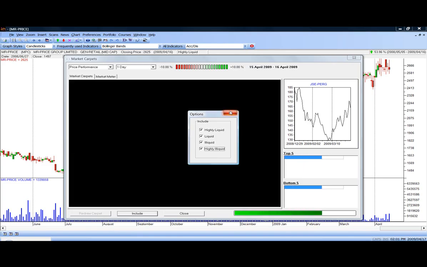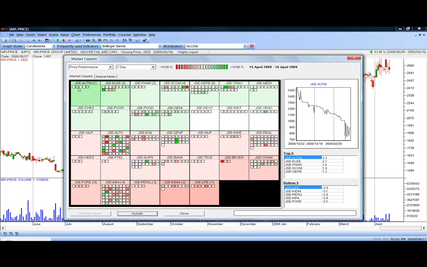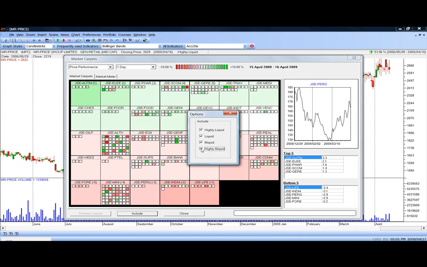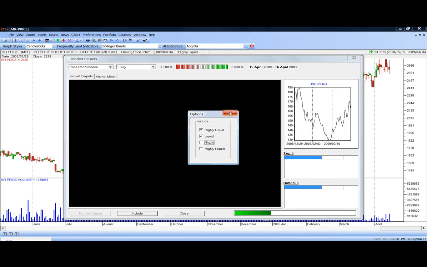now you will see a different picture. It will redraw, and now you will see that in the automotive sector, instead of only 1 before, there are now 2, 4, 5. But I'm really not interested in those shares that I cannot trade in. So that's why, by using the include or exclude button, you can take these shares that are illiquid or highly illiquid out of the equation, so that I do not get sidetracked by looking at something that's really not a very good investment opportunity.